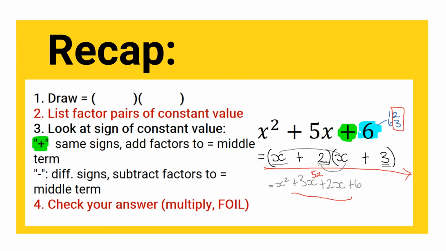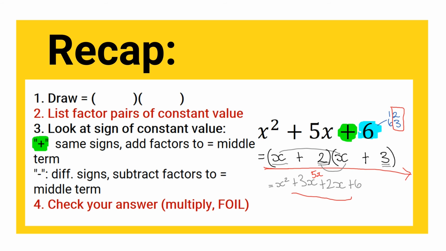Let's recap. First, you're going to draw an equal to sign followed by two wide open brackets. List your variable at the front of each bracket without the square. Then you're going to look at the constant value, your last value, and list its factor pairs. 1 times 6 equals 6 and 2 times 3 equals 6. Those are our factor pairs.